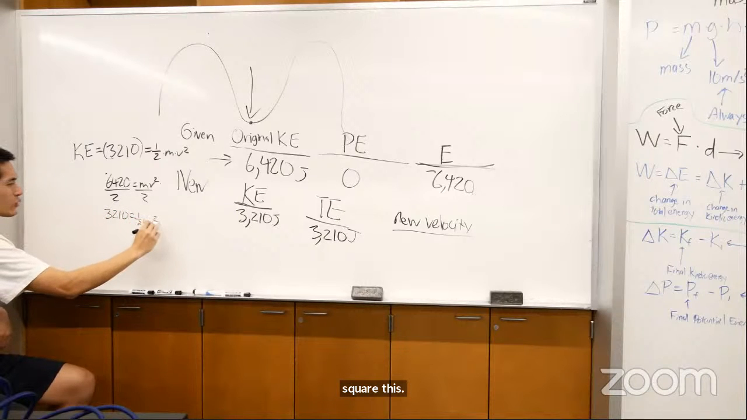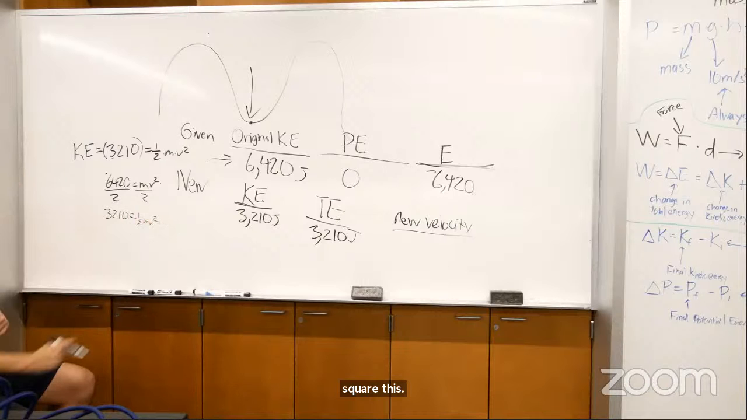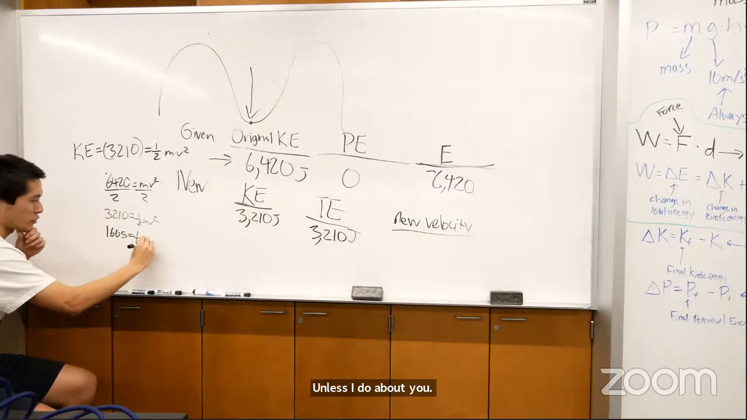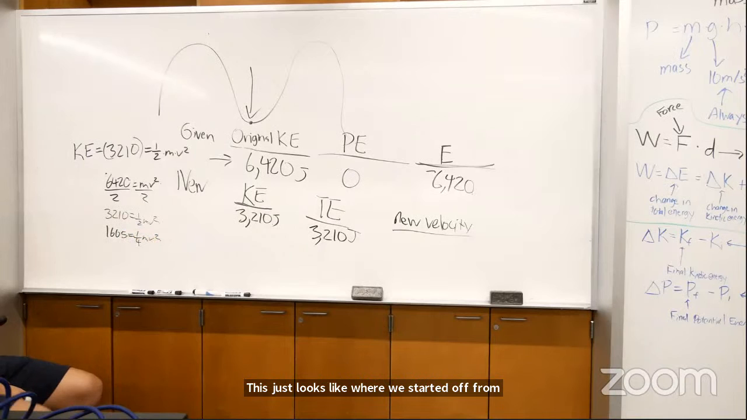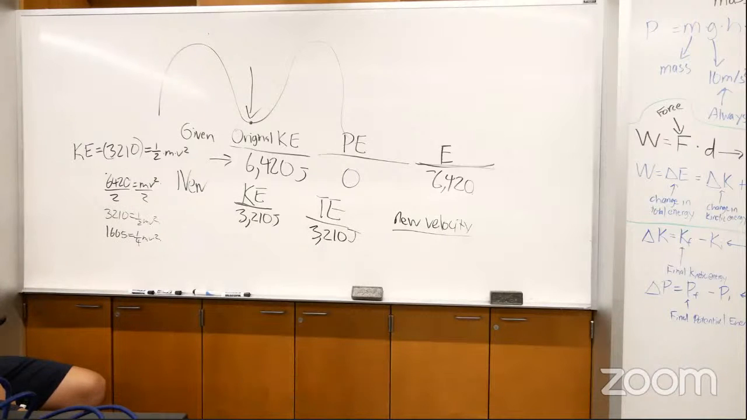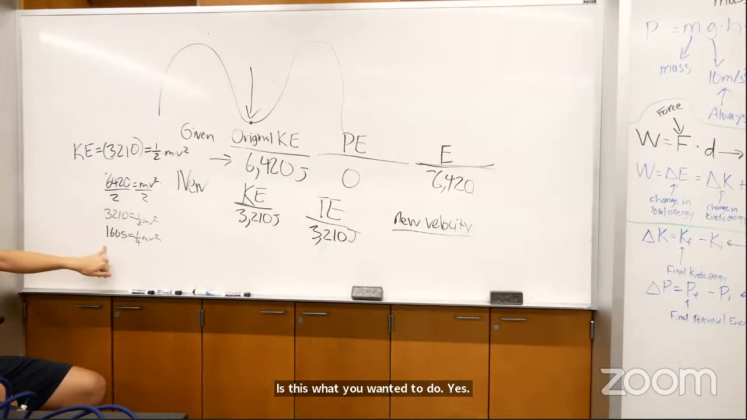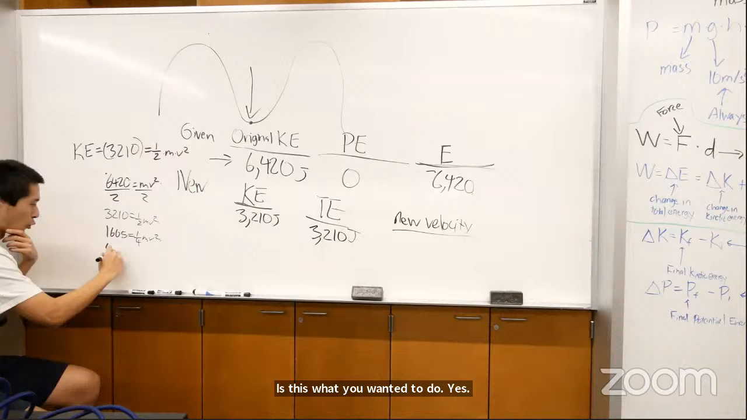Okay, but this just looks like where we started off from. No, I would divide by 2 from 3,210. Okay, so I divide by 2, so I get 1605 is equal to 1/4 mv squared. Is this what you wanted to do? Yes. Okay, so how do you want to get rid of this 1/4 then? I would multiply by 1/4, right? You multiply both sides by 1/4. Because that would give you 401 is equal to 1/16 mv squared.